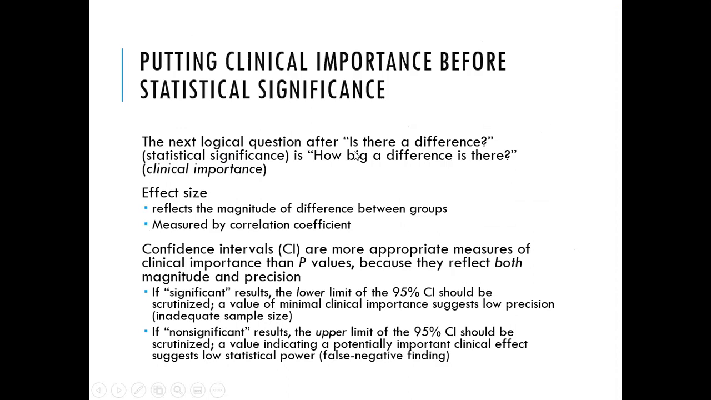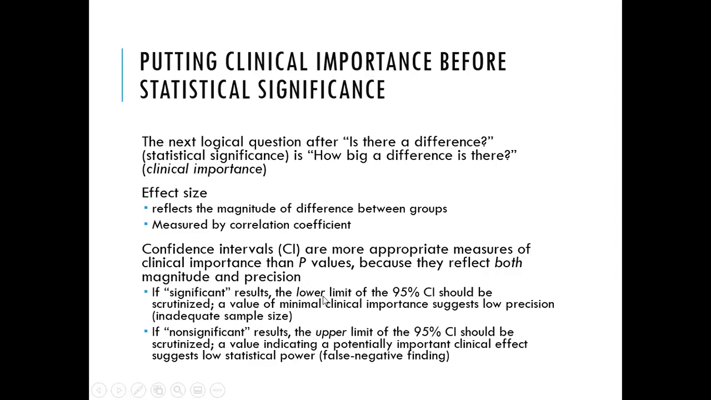The next logical question is, is there a difference? This is statistical significance. And how big is the difference is the clinical importance. The effect size reflects the magnitude of the difference between the groups, and it is measured by correlation coefficient. Confidence intervals are more appropriate measures of clinical importance than p-value because they reflect both magnitude and precision.